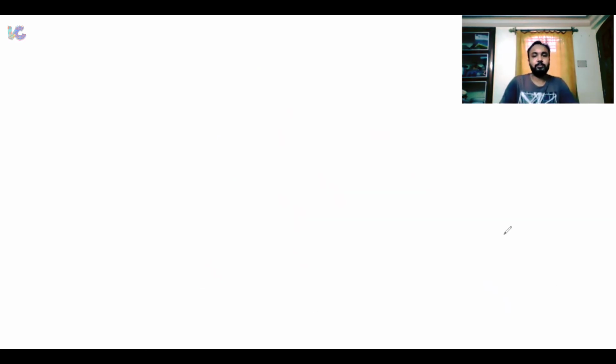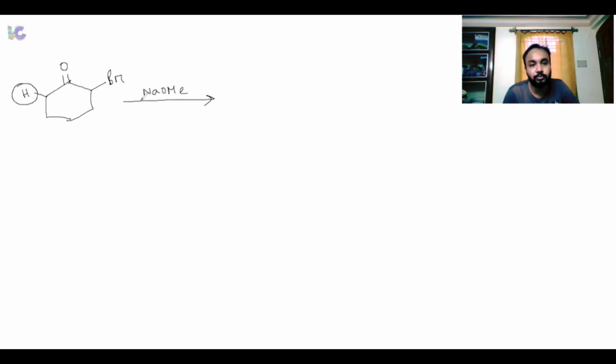Let us take some other examples. If we have a cyclohexanone, and in the alpha position we have a bromine group, then in presence of sodium methoxide, we have an acidic proton over here. This will get abstracted, and we'll get a negative charge over here. So this will attack, and the bromine will leave, and we'll get this type of system.